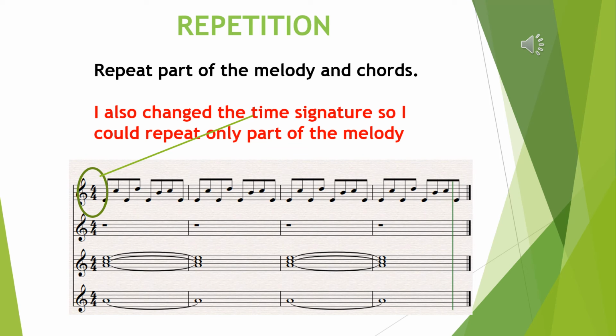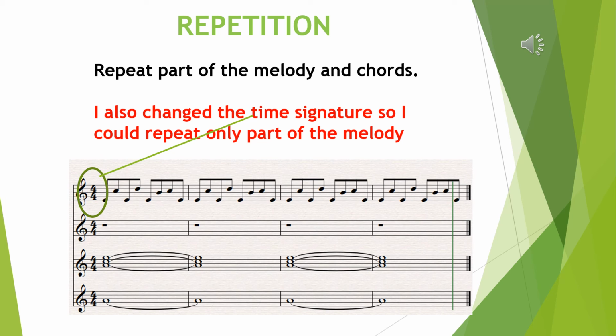Repetition is a key compositional technique in minimalism. You can take any section of Tubular Bells and repeat it over and over again. This can be done with the melody, the harmony, the chords, and the bass line. Just be mindful of the time signature that you are going to use.